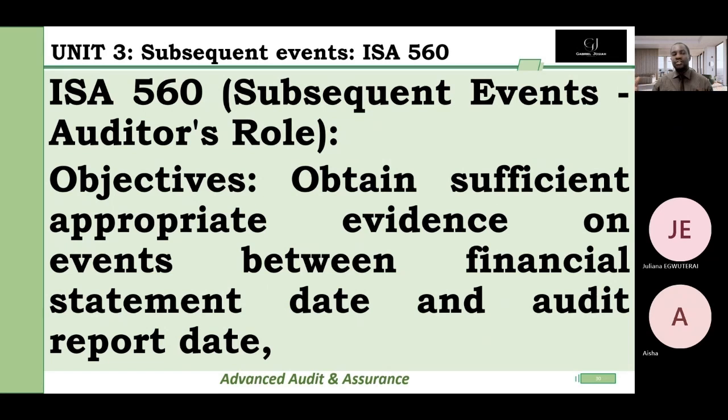So you need to obtain sufficient appropriate evidence that, okay, the company was sued between January and December, but it was not decided. So maybe the auditors were doing their review between January and March, and the court decided, okay, this company will pay 2 billion as fine. You can see that event is material. The auditors need to capture it as a 2024 event.